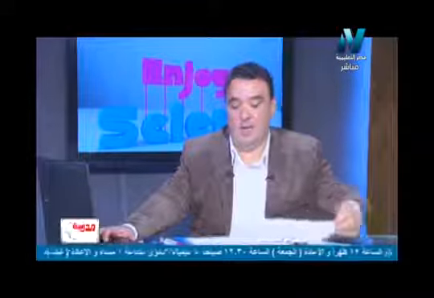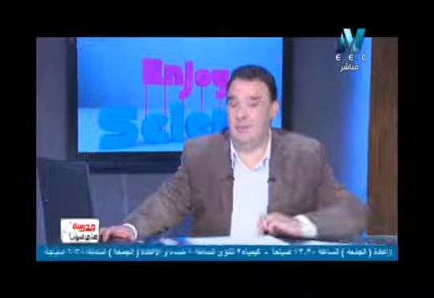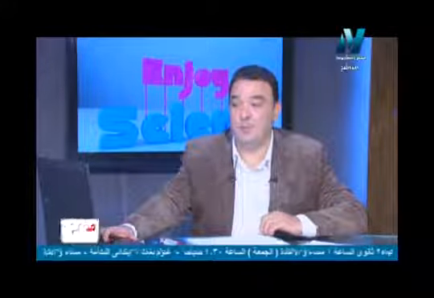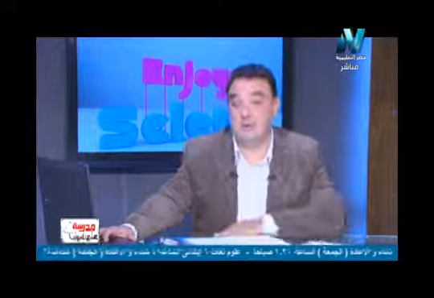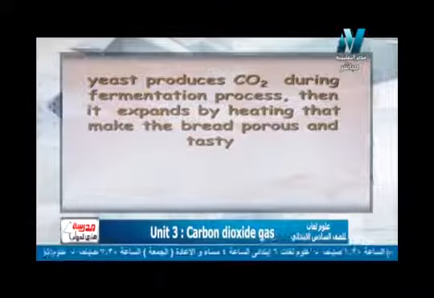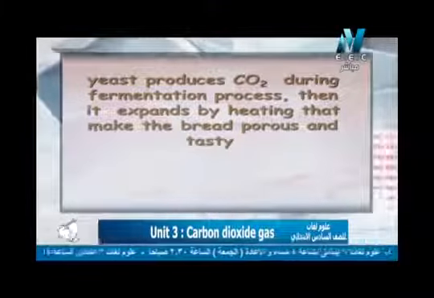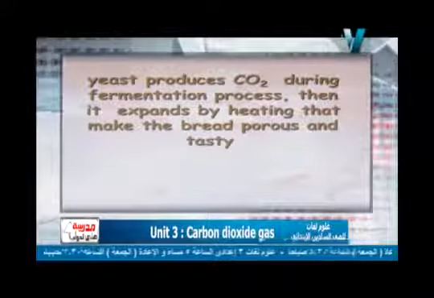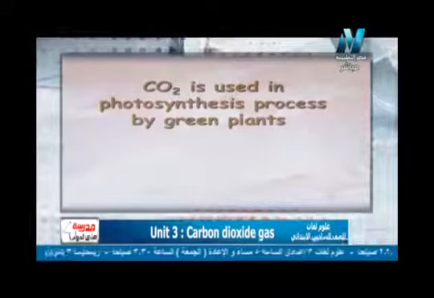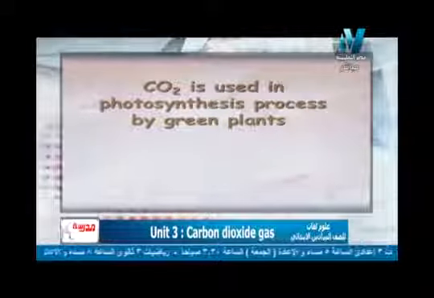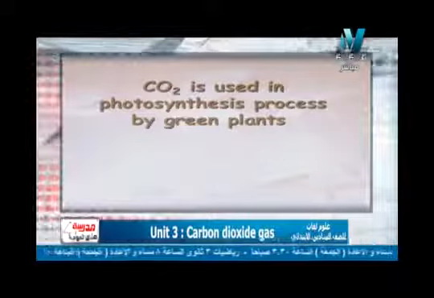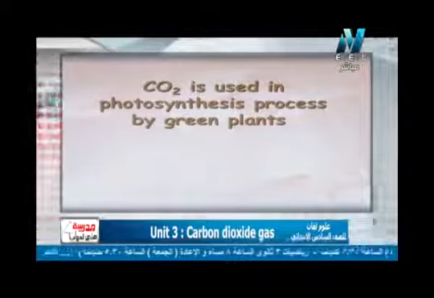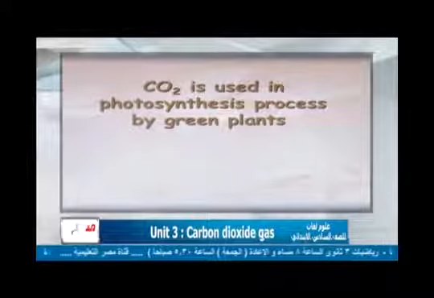So again yeast is added to the dough or to the baking bread because it produces carbon dioxide gas during fermentation process that makes the bread porous and tasty. So again yeast produces what? Carbon dioxide gas during fermentation process that make the bread or that expand by heating that make the bread porous and tasty. So okay, again carbon dioxide gas is used in photosynthesis process as we know by the green plants. Again carbon dioxide gas is used in photosynthesis process by the green plant.